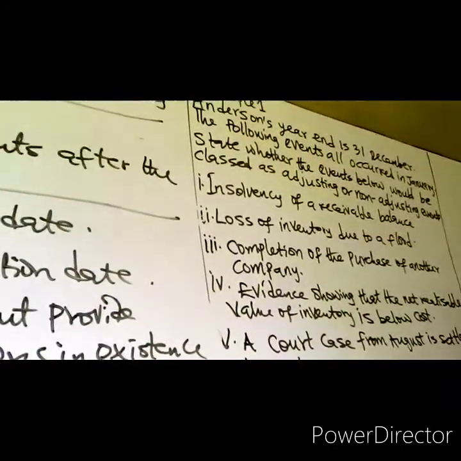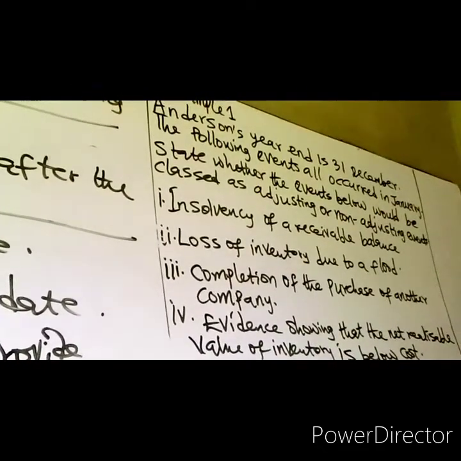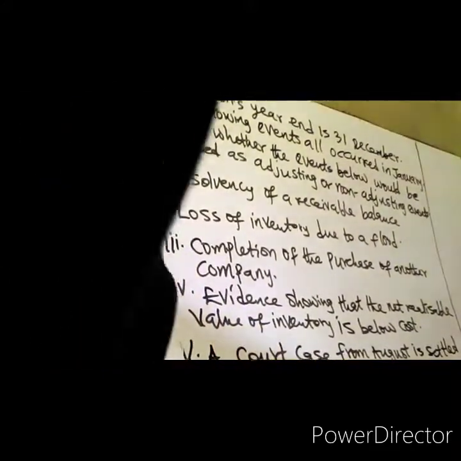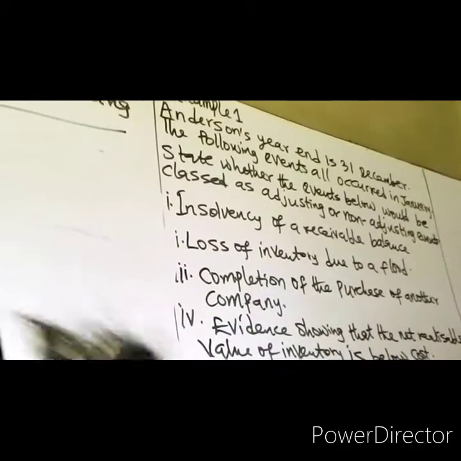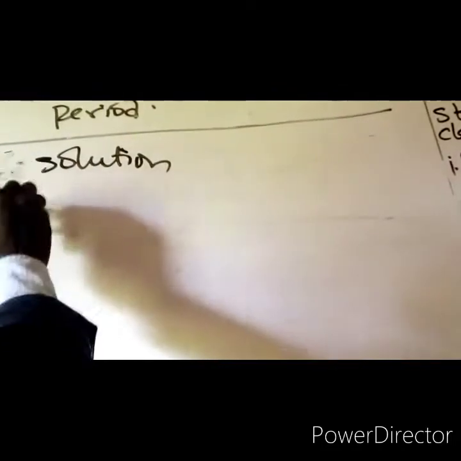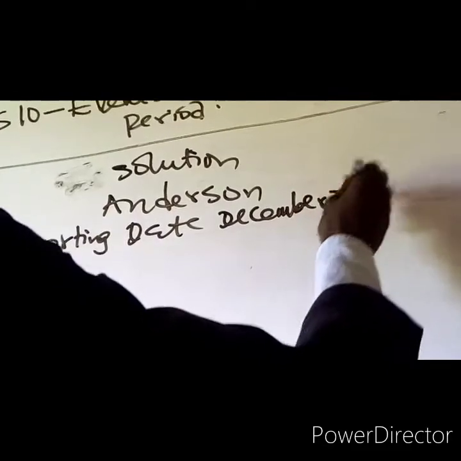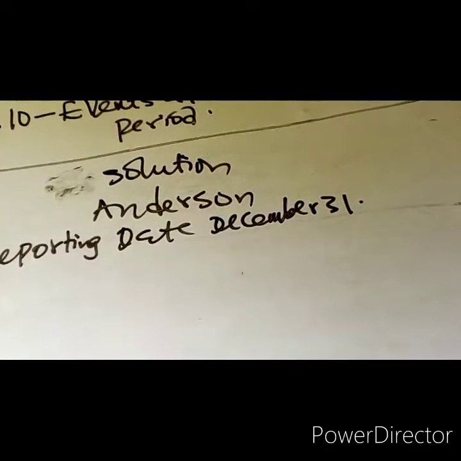So we want to take an example. This question one is obtained from the ACCA study text by Kaplan. Adassin's year end is 31st December. The year end, that is the reporting date of Adassin, is 31st December. So meaning that any event that occurs between this date and the date the financial statement is legally authorized for issue will be regarded as events after the reporting period.